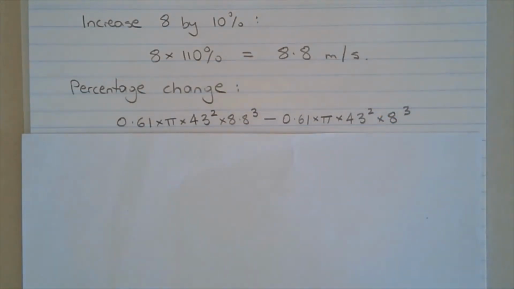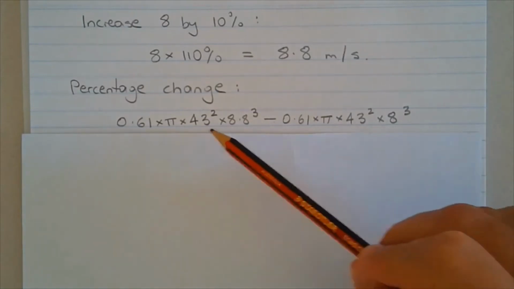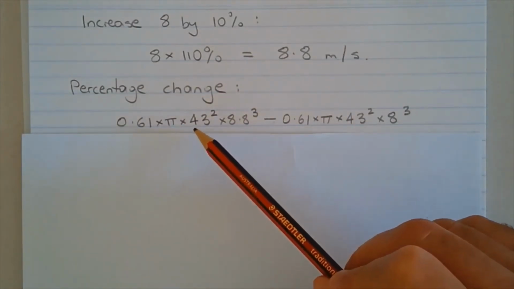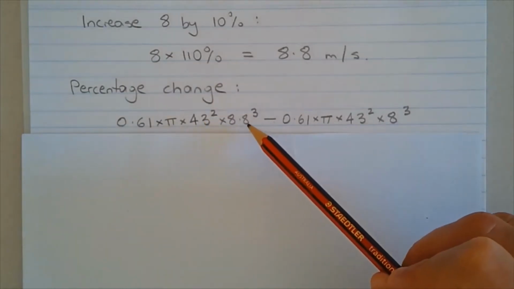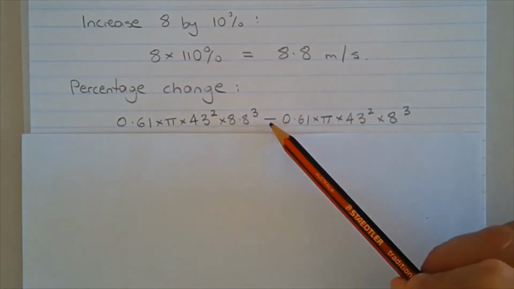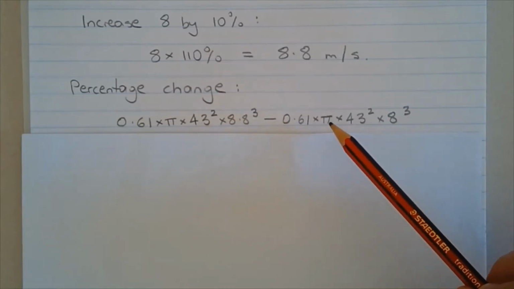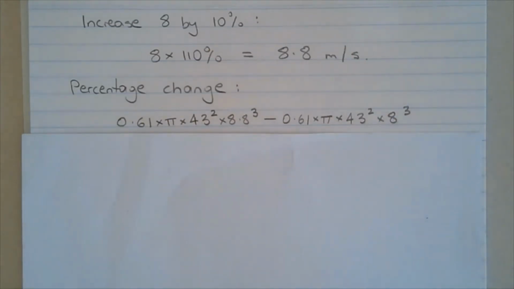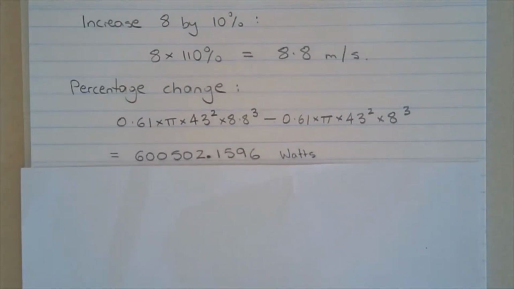And we're going to use the formula in the question. So the difference in power generated is 0.61 multiplied by pi multiplied by 43 squared multiplied by 8.8 cubed minus 0.61 multiplied by pi multiplied by 43 squared multiplied by 8 cubed. And that equals 600,502.1596 watts.